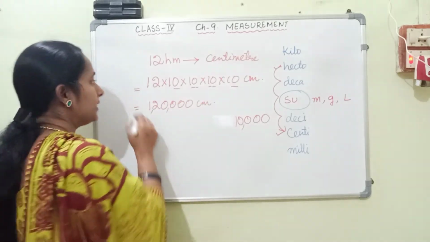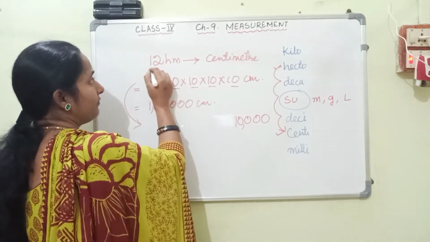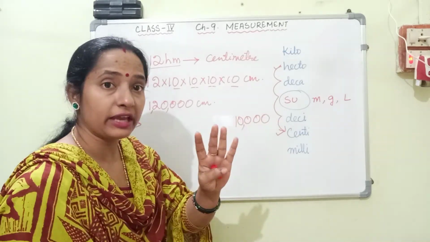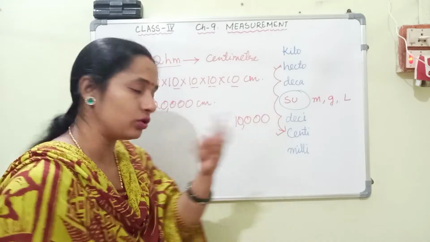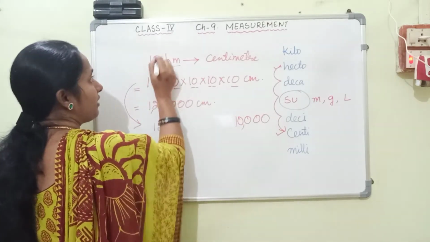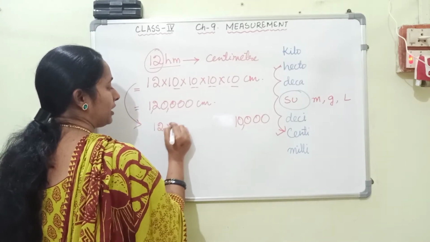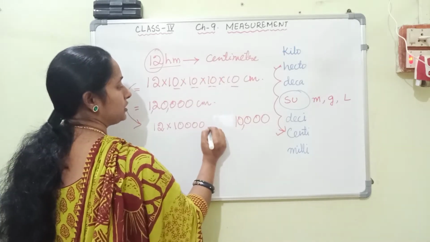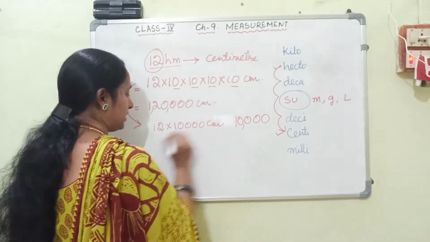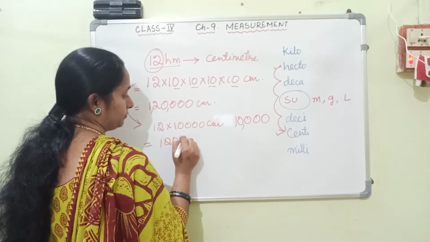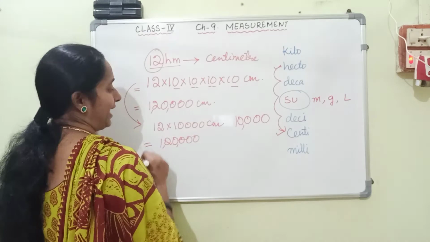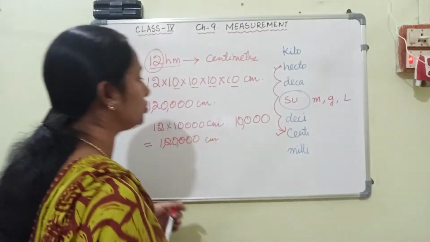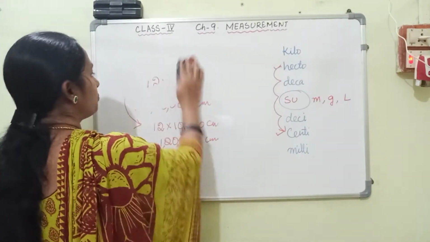Centimeters. Or else you can directly write it. What I said: when you convert from hecto to centi, we skip 4 steps, so we can multiply the measurement by 1 with 4 zeros. We have the measurement value, the constant value 12. You can multiply it by 1 with 4 zeros, that is 10,000, and my units change from hectometer to centimeter. This is equal to 1,20,000 centimeters. So this is the way you do the conversion from a greater to a smaller unit.